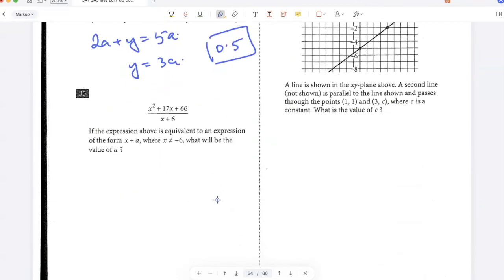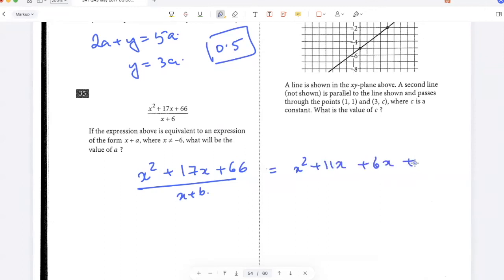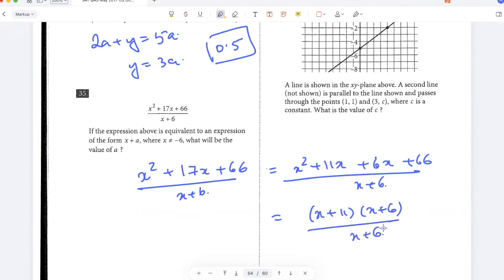If the expression above is equivalent to an expression of the form x plus a, where x is not -6, what is the value of a? Okay, so x squared plus 17x plus 66 divided by x plus 6. So I can write this as x squared plus 11x plus 6x plus 66 divided by x plus 6. So that's x plus 11 into x plus 6 divided by x plus 6. So this cancels, so we get x plus 11. So a is 11.